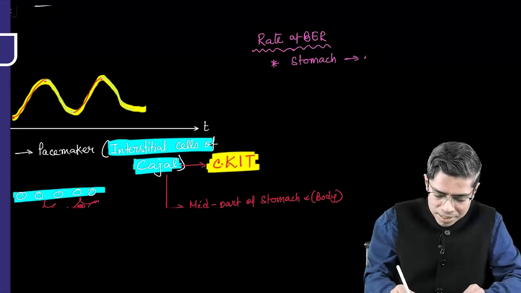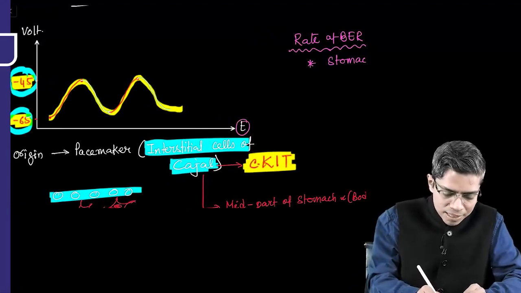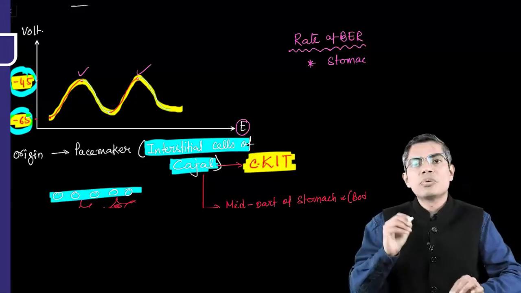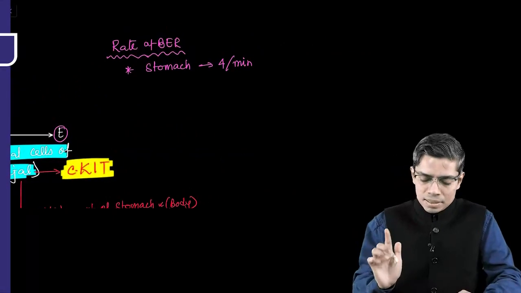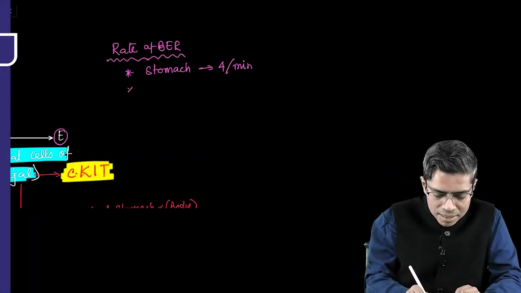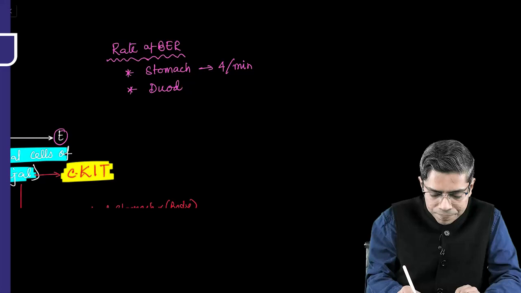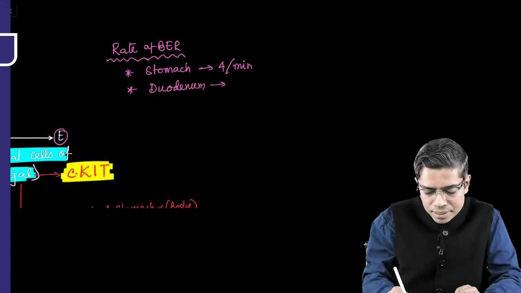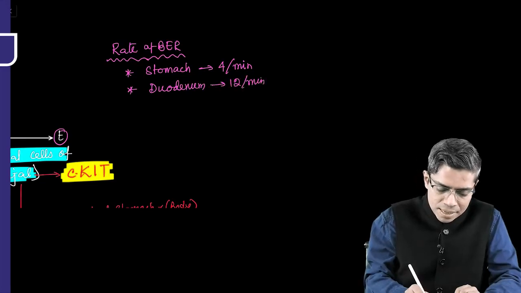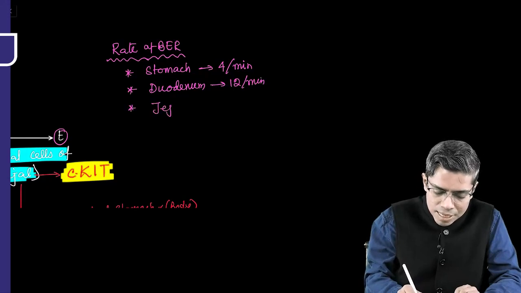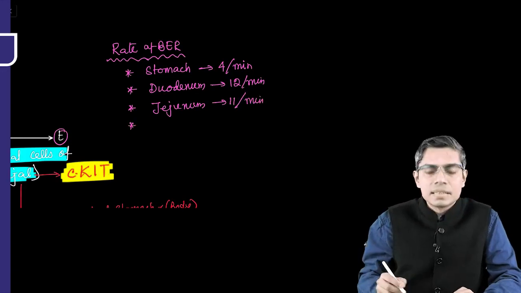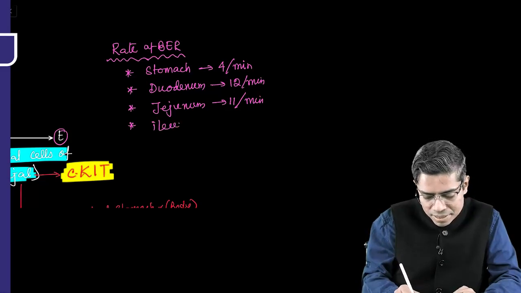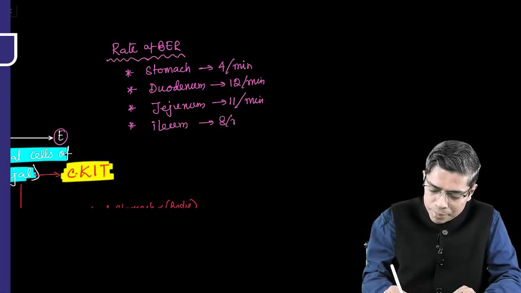So with the help of this x-axis, that is the time axis, if you find out how many peaks, how many waves you are getting in 1 minute, then at the level of stomach smooth muscle, the rate is 4 per minute. At the level of duodenum, the rate is maximum, that is 12 per minute. At the level of jejunum, the rate is 11 to 12 per minute. I am writing 11. At the level of ileum, the rate is 8 per minute.